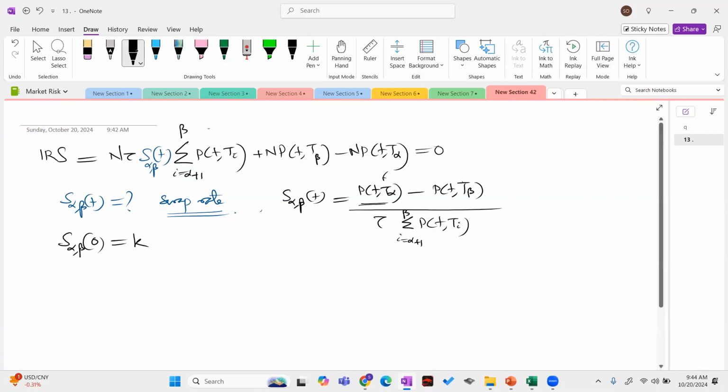Look at the first one. This is the discounting factor till the first reset date. Then the discounting factor for the last reset date, divided by tau, the year fraction for the settlement frequency. If it's quarterly settlement, it will be 0.25. If it's semi-annual, it will be 0.5. Then the sum of discounting factors. Please remember, do not include the first one. In the bottom, it goes from alpha.